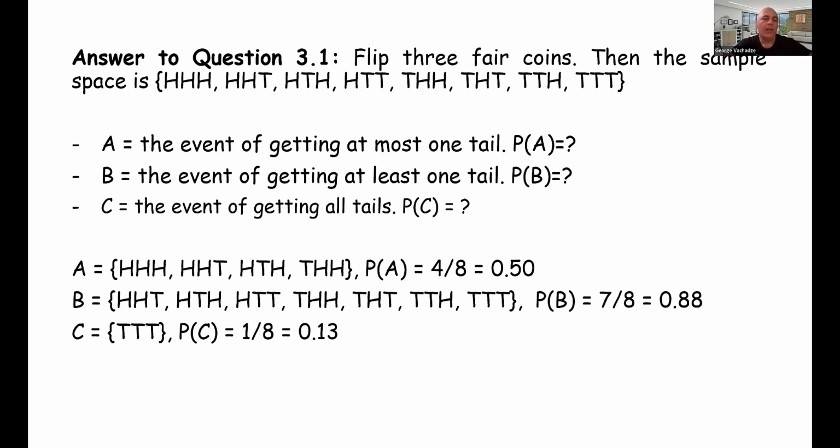Now, every outcome in the sample space is equally likely. So there are 8 possible outcomes, among which 4 support the occurrence of event A. So that's why the probability of A would be 4 out of 8, which is 0.50 or 50%.